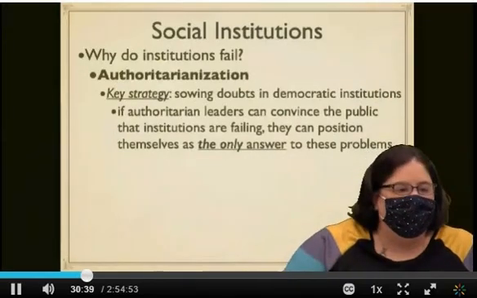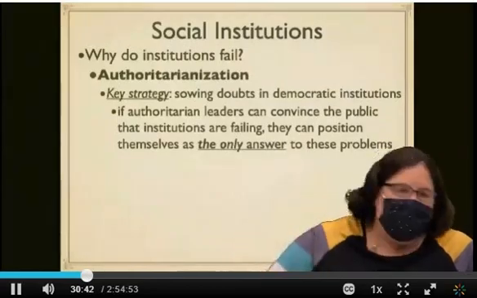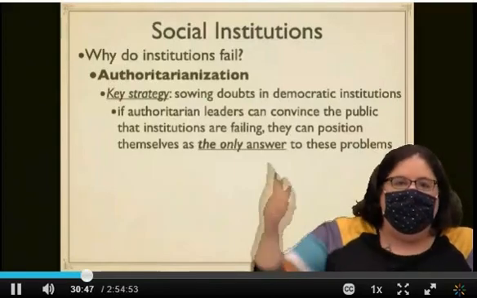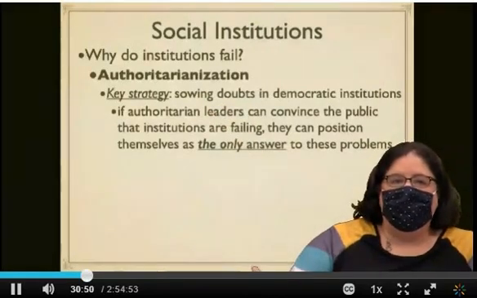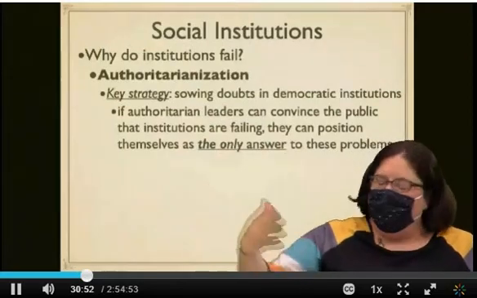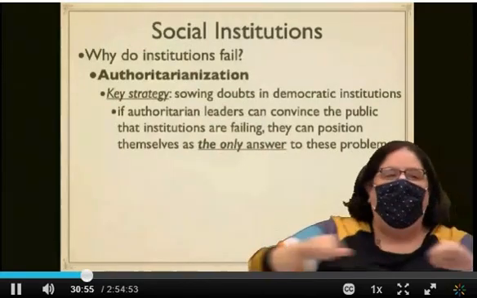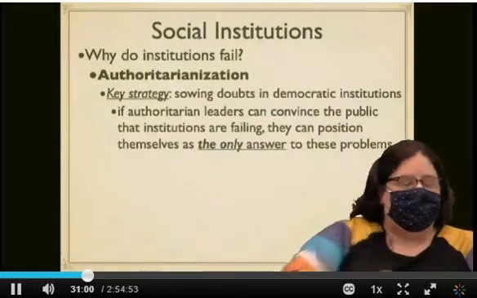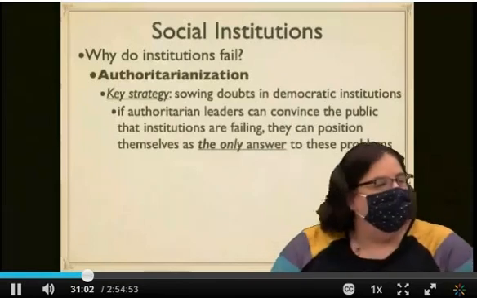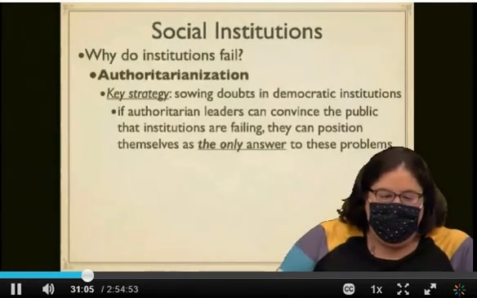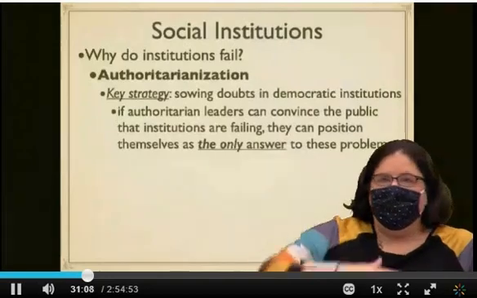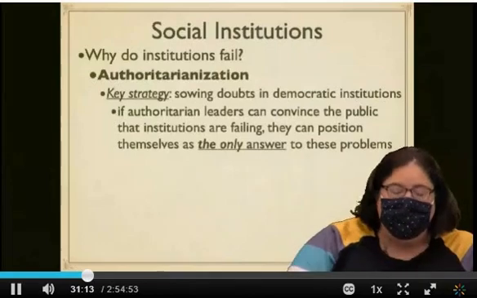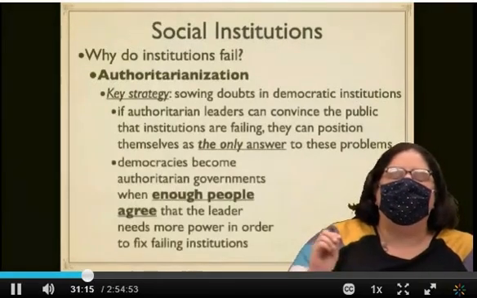Our government is corrupt. You should elect me because I'm the only one who's not corrupt, and I'm going to fix the corruption. Right? That's sowing doubts in our democracy and convincing the public that, oh yeah, democracy's failing, but if you elect me, I'll fix it. Right? I'm the only way that there'll be legitimacy to this institution anymore. Right? And so democracies with free elections and democratically elected leaders can slip into authoritarianism so easily.